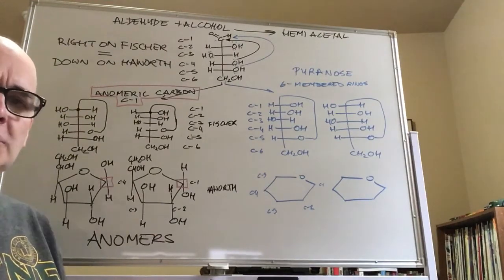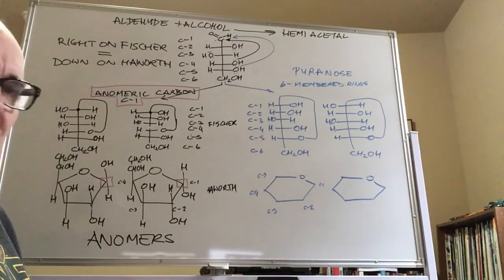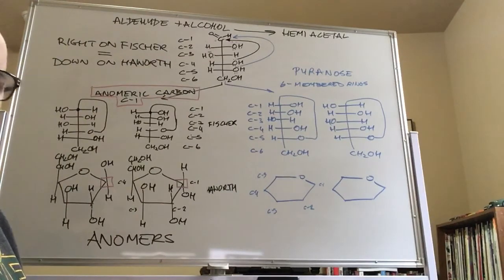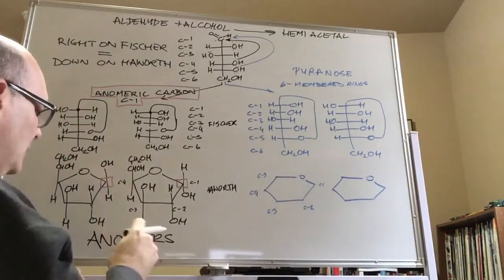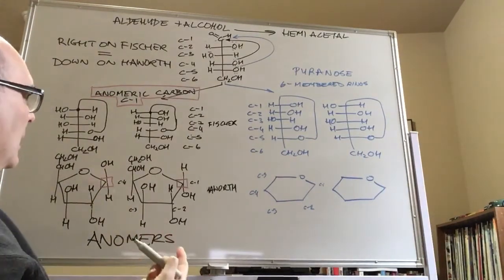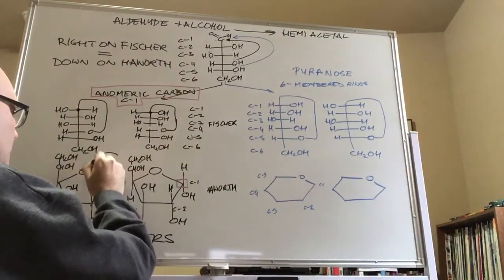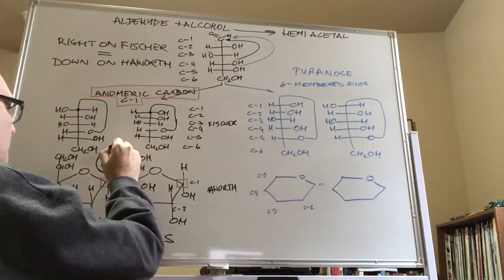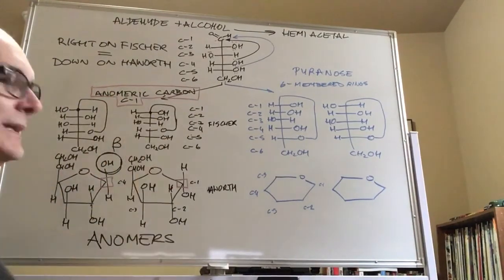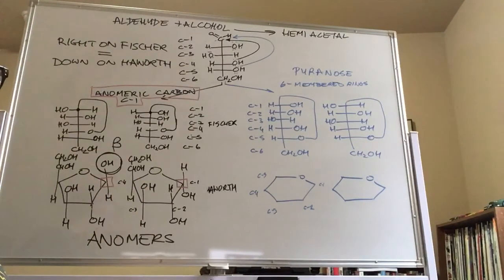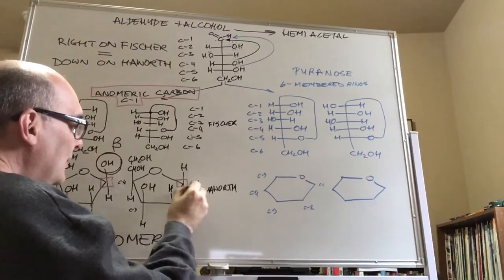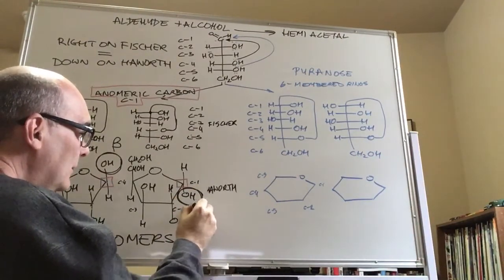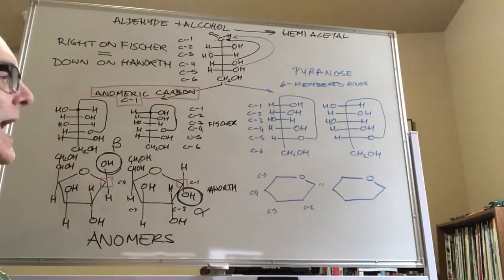So these two molecules have to have different names. If the alcohol group points upwards, it is the beta form. If the alcohol group points down, it is the alpha form.